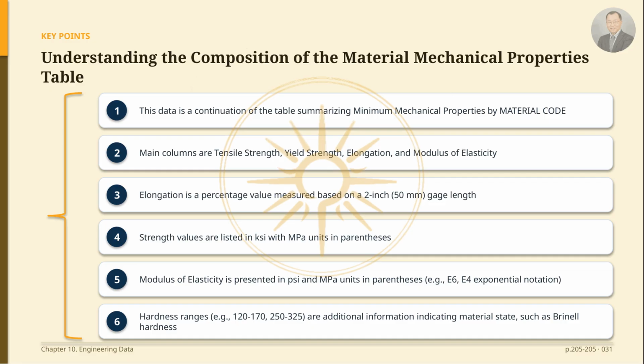This table summarizes the minimum strength, elongation, and modulus of elasticity guaranteed by the material for each material code. Continuing from the previous section. Looking at the main items of the table, it consists of tensile strength, yield strength, elongation, and modulus of elasticity. Here, elongation is the value representing the degree to which the specimen stretched until it broke, expressed as a percentage based on a gauge length of 2 inches, 50 millimeters. Strength values are written in KSI with megapascals in parentheses, and the modulus of elasticity is listed in psi with megapascals in parentheses.